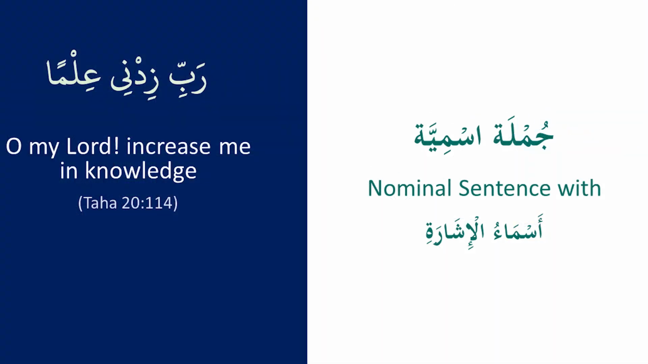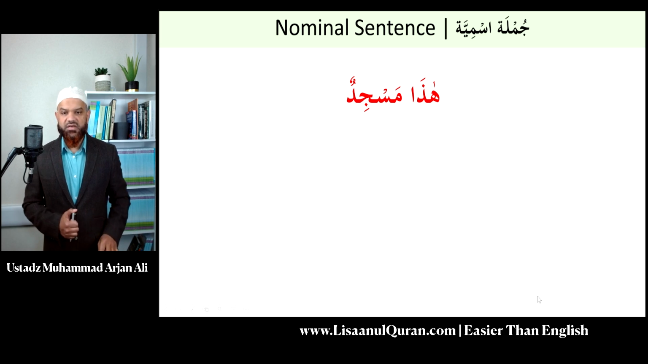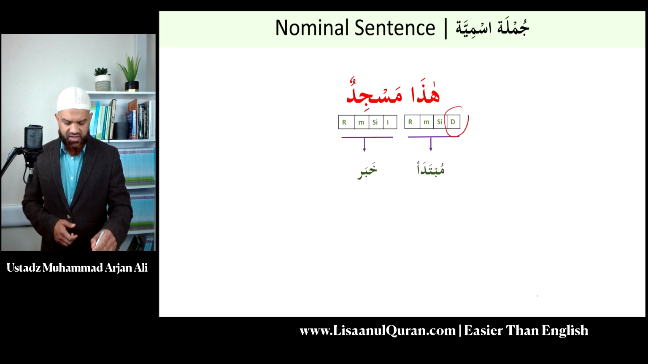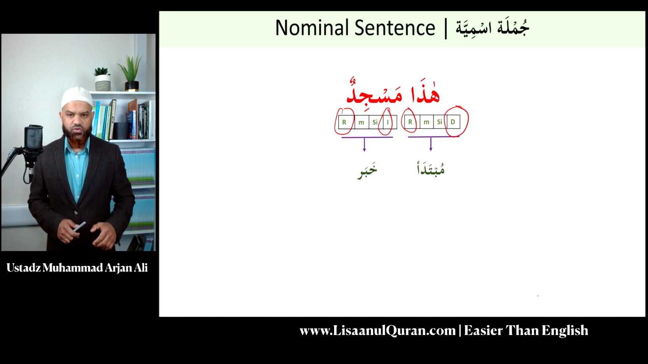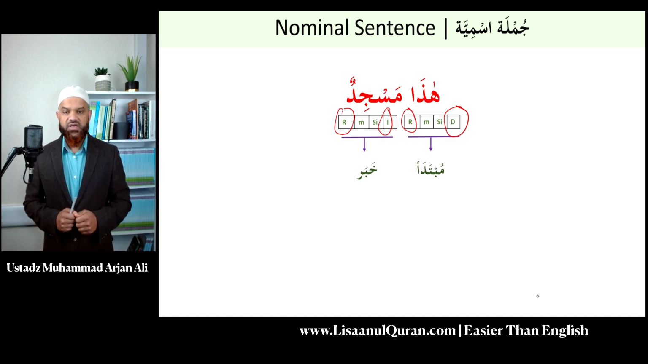Using demonstratives in Jumlah Ismiyyah. هذا مسجد. This is a mosque. Now, this should be very easy for you. We have our standard Jumlah Ismiyyah. We have a mubtada and the khabar. Mubtada, as you can see, is by default definite and in rafa, and the khabar is indefinite and in the rafa status.